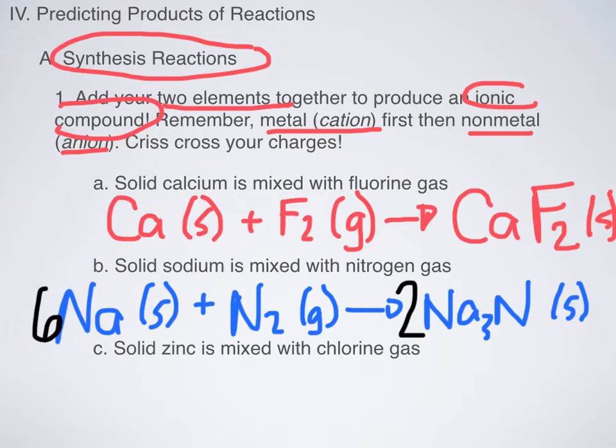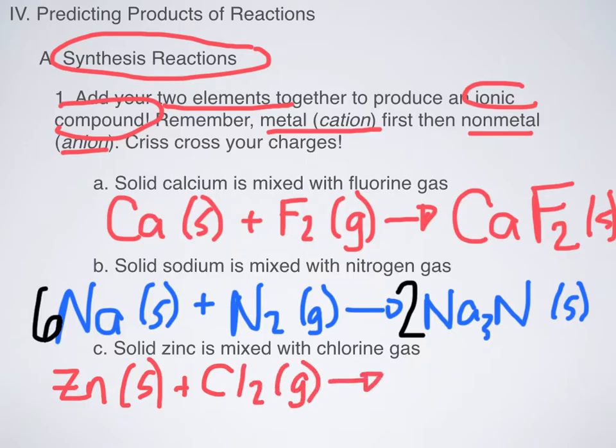Last but not least, we have solid zinc is mixed with chlorine gas. So again, I have zinc, and that is a solid. I have chlorine gas, so that's Cl2, and that is a gas. And then I'm going to be making zinc chloride. The thing about zinc is it always has a +2, and chloride has a -1. So it would look like this, and it would again be a solid. And it looks like it's already balanced.